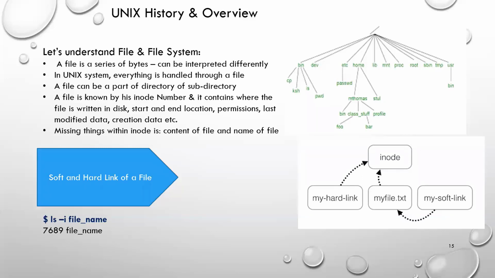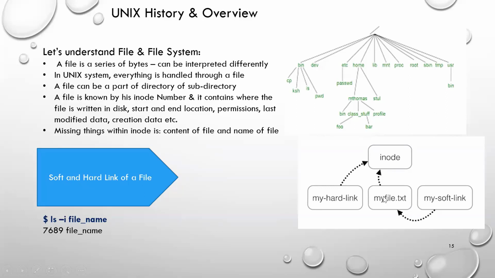You need to find out the inode number of a file, which is unique within the partition where you have kept the file. You can access the inode number with ls -i filename, and you will get the inode number. And this image is basically showing the soft link or hard link.